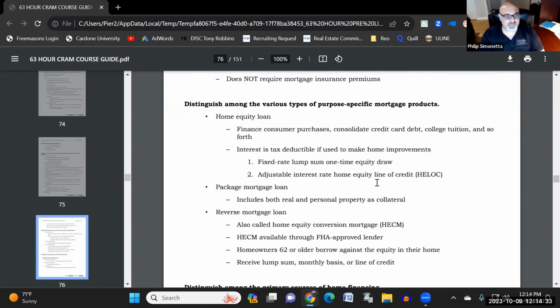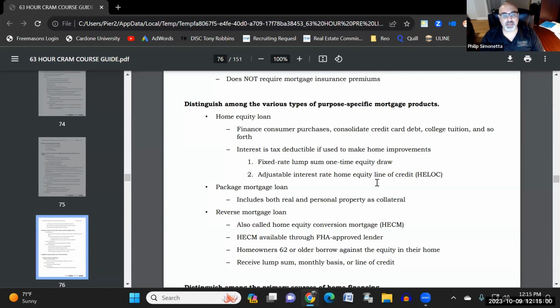Now let's distinguish among the various types of purpose-specific mortgage products. So you have something called a home equity loan. This is to finance consumer purchases, consolidate credit card debt, college tuition, and so forth. The interest is tax deductible if used to make home improvements. However, if you did debt consolidation on your credit cards, you're unable to write that off.